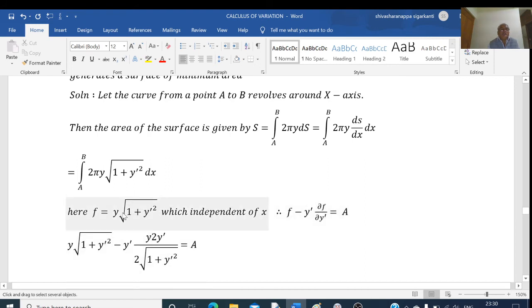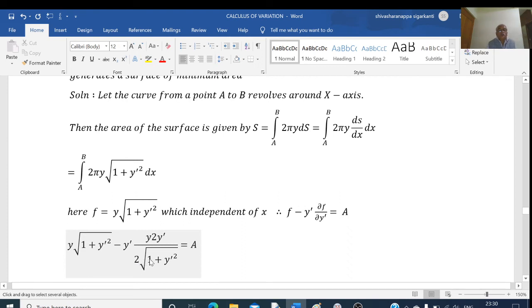So f is y into root of 1 plus y dash square minus y dash into dou f by dou y dash, differentiating this with respect to y dash. So here y is a constant quantity as it is. Differentiation of this root is 1 by 2 root of 1 plus y dash square, into the derivative of y dash square, which is 2 into y dash. Now here 2 gets cancelled.